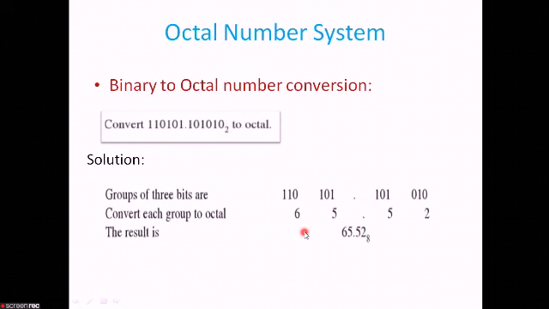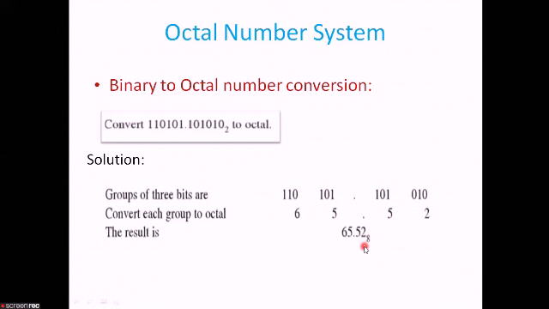Now a question should be coming into our mind: why are we doing 3 bits? Because the base of the octal number system is 8, that is 2 to the power 3. So I had already told you that every 3-bit group of binary can be represented by an octal digit. And this is a very important line you should always remember. In case of the octal number system, a 3-bit group of binary can be represented by an octal digit. So the result in this sum is 65.52 to the base 8.